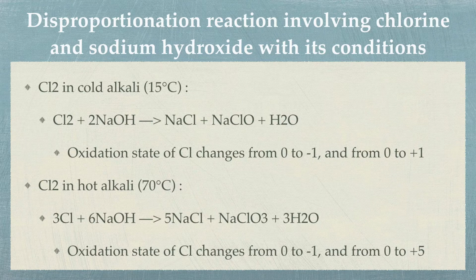Chlorine in hot alkali, 70 degrees Celsius. Chlorine reacts with sodium hydroxide to form sodium chloride, sodium chlorate, and water. Chlorine's oxidation state changes from 0 to -1 and from 0 to +5.